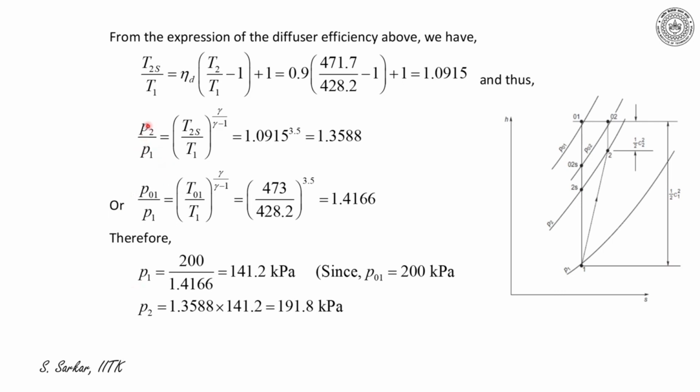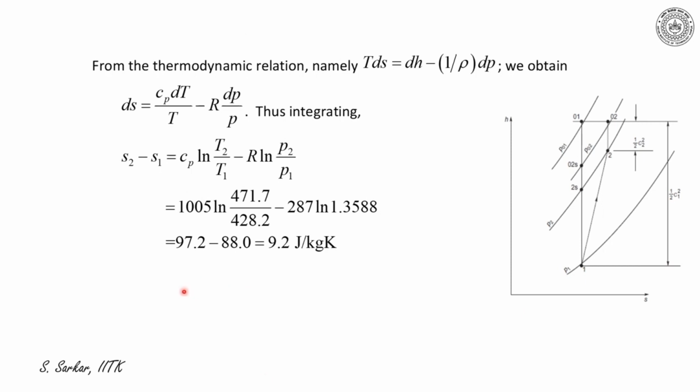Now from this ratio, P2 by P1, I can evaluate P2. So P2 would be equal to 1.3588 into P1, that is equal to 1.3588 into 141.2, that will be 191.8 kilopascal. Thus, I have evaluated also P2. So whatever has been asked, I have calculated here, except increase in entropy due to the diffusion process.